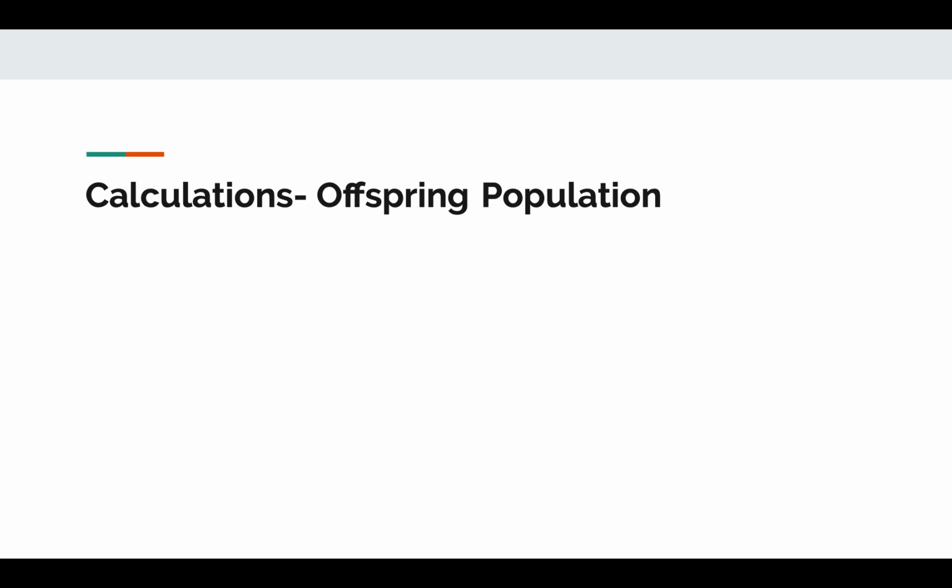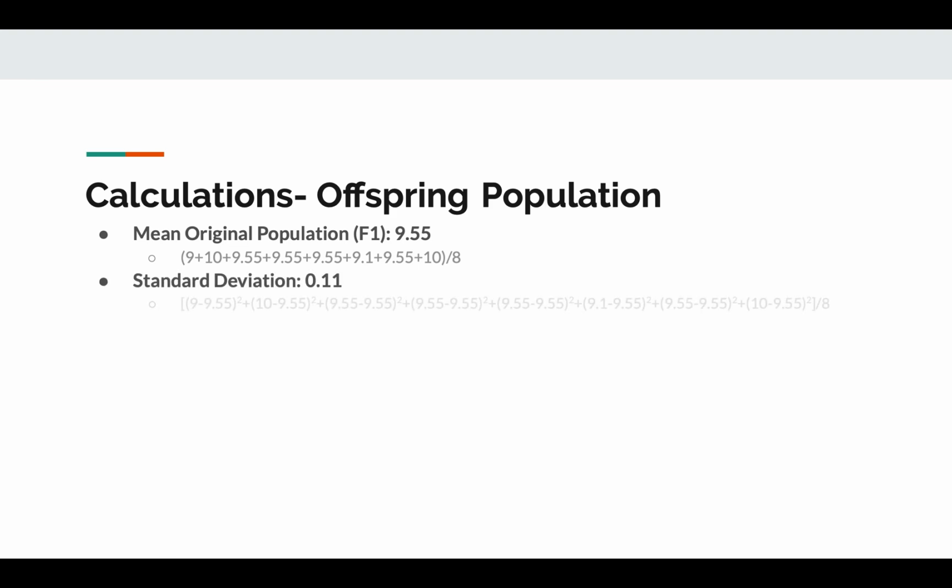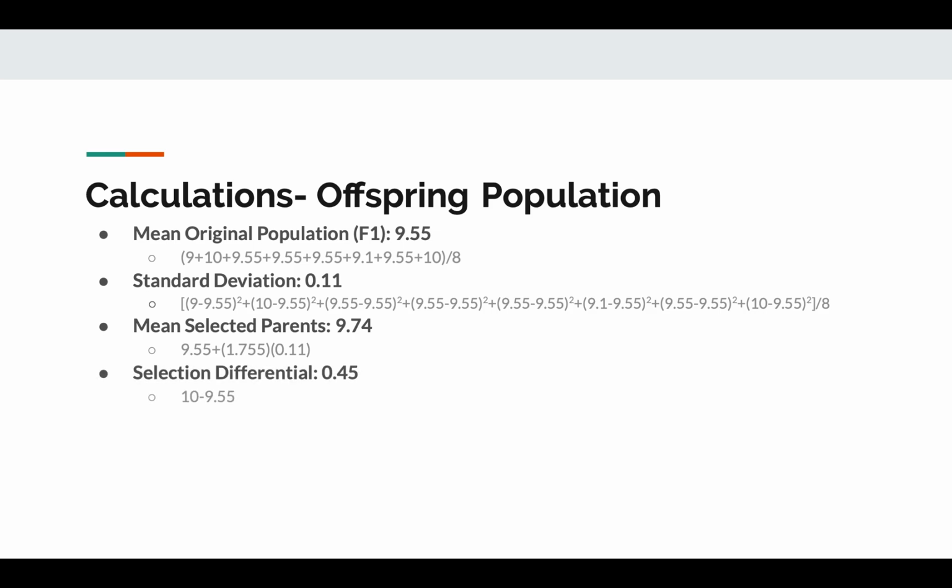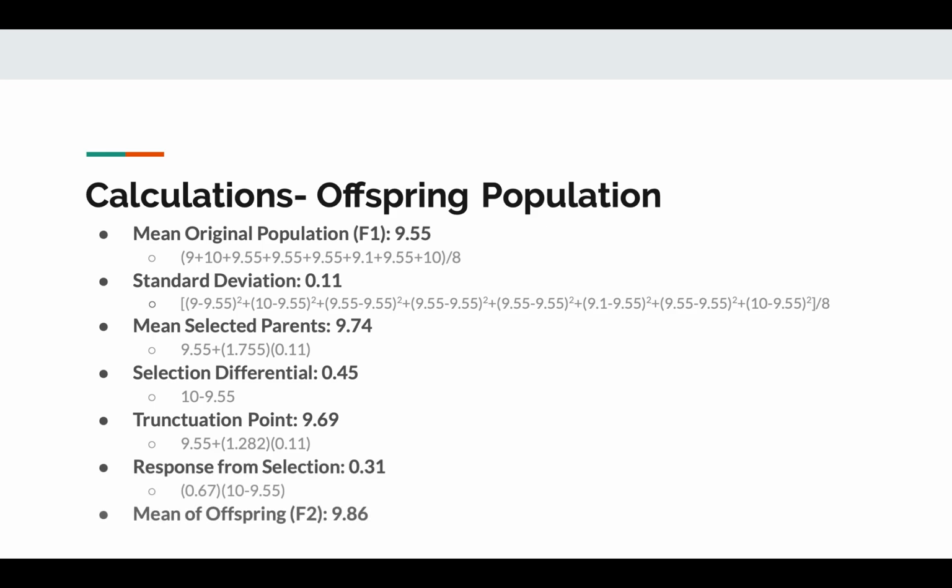I repeated the calculations for the offspring population. The difference is that our new mean of the F1 generation is 9.55 and the standard deviation is 0.11. The mean of the selected parents is 9.47, the selection differential is 0.45, the truncation point is 9.69, the response from selection is 0.31, and the mean of the offspring is 9.86.